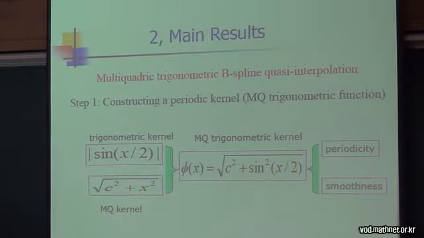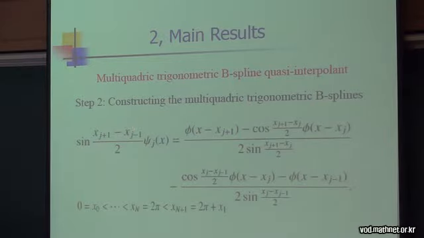The construction mainly consists of 3 steps. As the first step, we construct a periodic kernel. Here, in parallel with the MQ function, we call it the MQ trigonometric function. This function is constructed based on the trigonometric kernel, and the MQ kernel is constructed in this form. From this form, we can see that the kernel phi(x) has both periodicity and smoothness. Then with this kernel, we can construct the multiquadric trigonometric B-spline in this form.